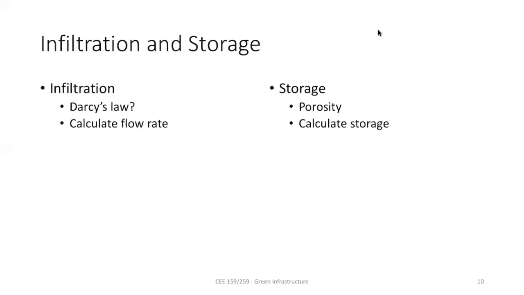I just want to mention that Darcy's law tells you the Darcy velocity, which is not the actual pore water velocity. If you want to calculate the pore water velocity, that would be Darcy's velocity divided by porosity. So that's the porosity of the permeable pavement, and this one you know as Ki.